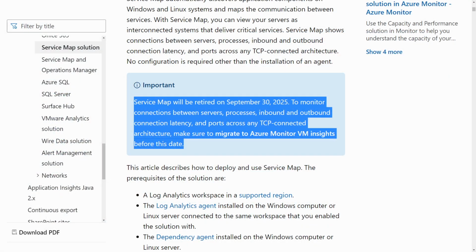The third tool that we're going to talk about is the Service Map. The Service Map, if I remember correctly, is going to be deprecated in 2025, I think. But at the moment you can use it, because Service Map is going to be replaced with another tool.